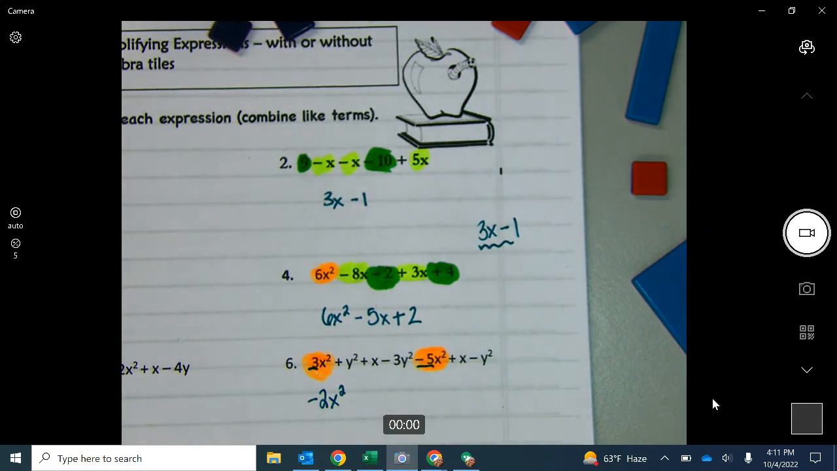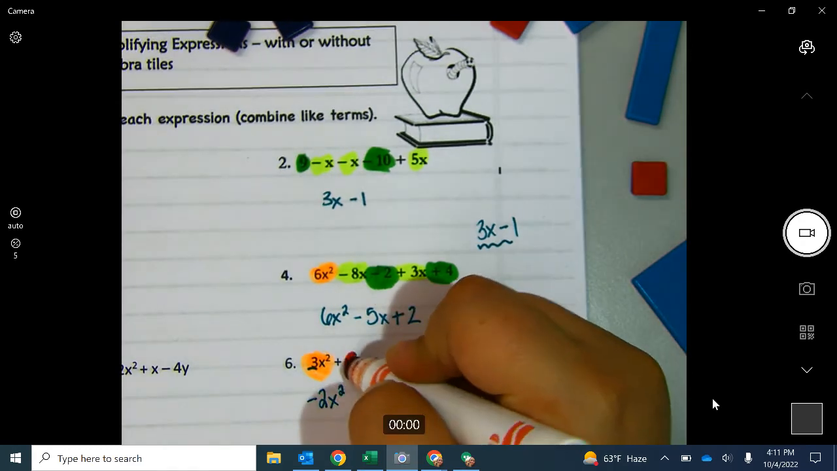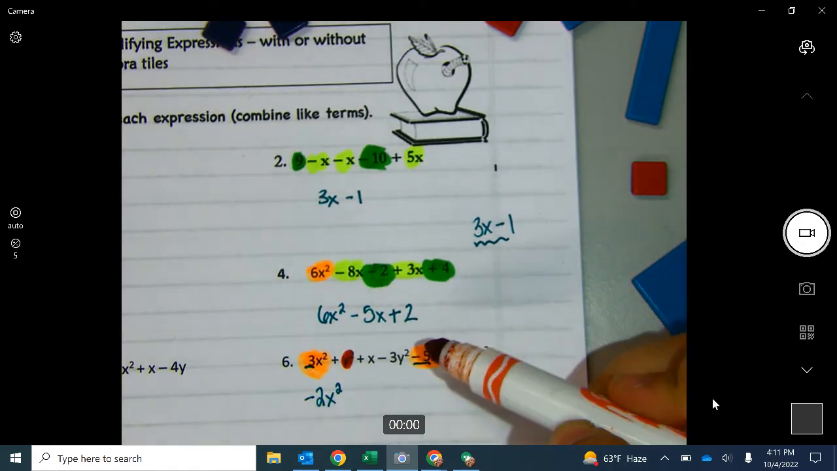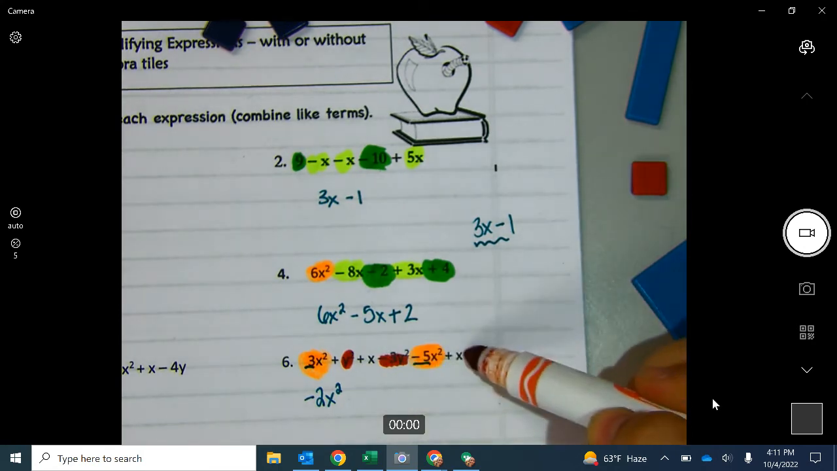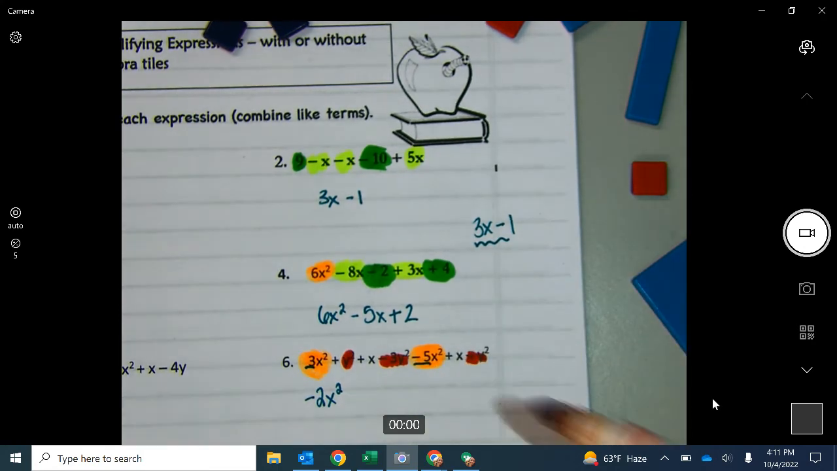Okay, now let's look at the y's, or our y squareds. So I have 1 right here. Oh, that is very dark. Oh, well. So I have a plus 1, then I've got a minus 3, and then a minus 1. Remember, if there's no number written in front of it, we assume that it just means that there's 1.